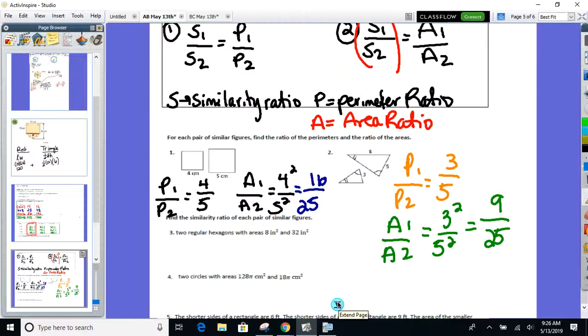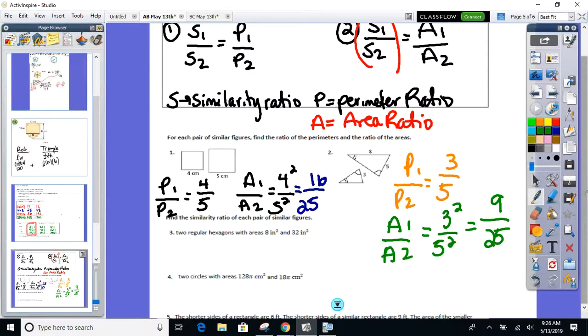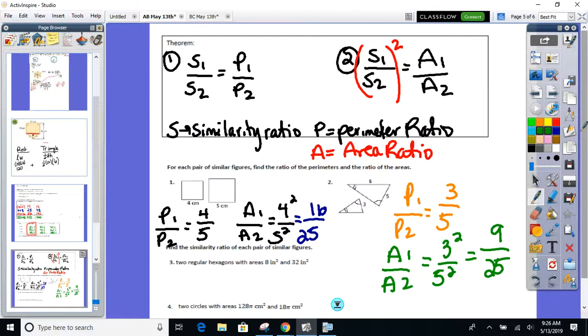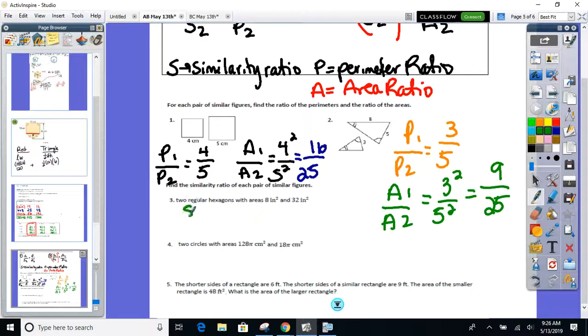All right, I have 2 hexagons that are similar. The areas are 8 and 32. What's the similarity ratio? So now I want you to go that way. If I have the areas as 8 over 32, what can I do to get to the similarity ratio? Remember how I got there? I want to undo it.